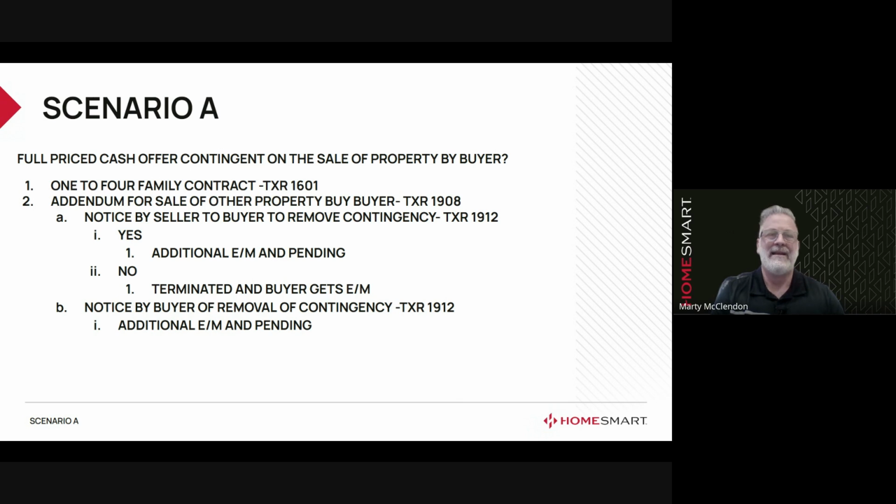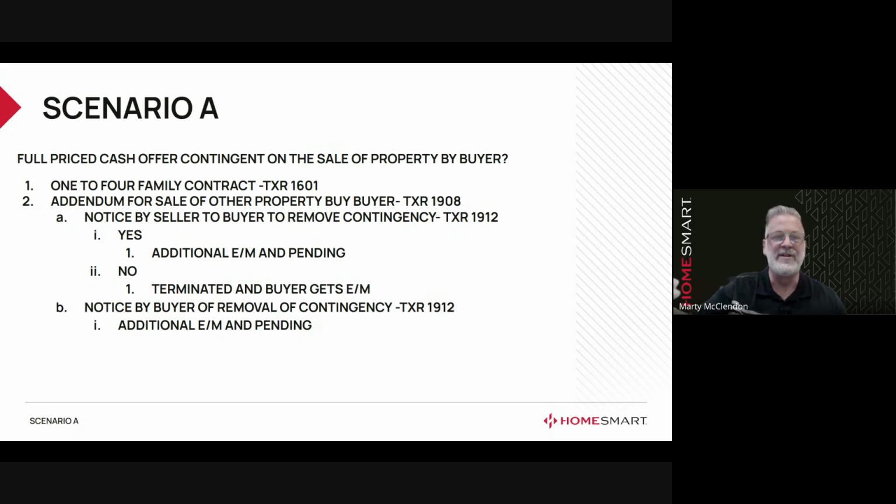Okay. Scenario A, we have a full price cash offer, but it's contingent on the sale of the buyer's property. We see this quite a bit, especially when there's more inventory, when markets slow down a bit. And so I've seen several of these recently. So, okay, we add in the addendum for sale of other property, the TXR 1908.